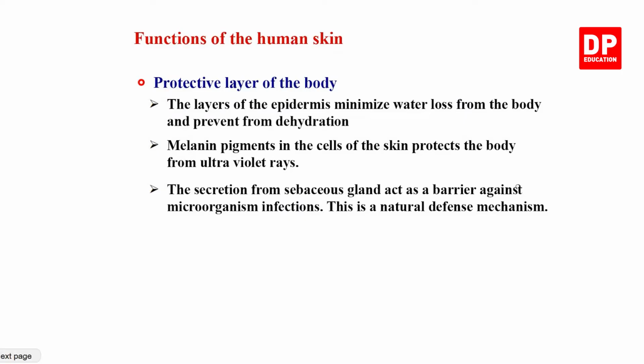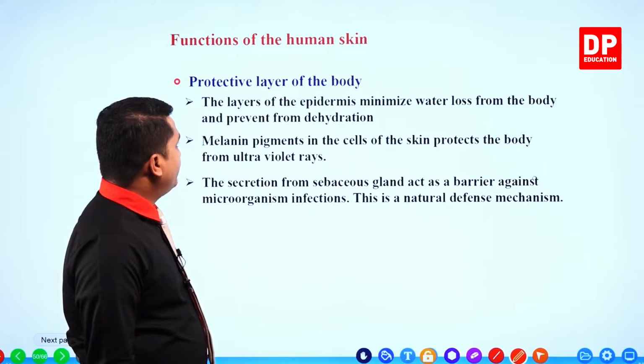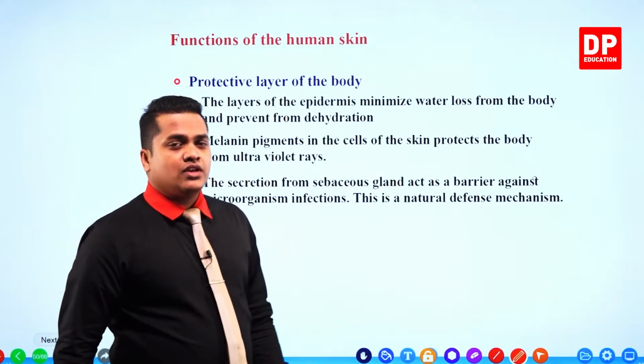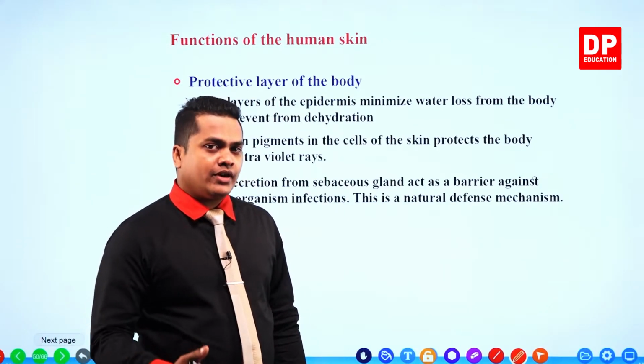So, now we have discussed the two main parts contained within the human skin. And now, my dear children, we are going to discuss the functions carried out by human skin. So, first of all, skin acts as a protective layer of the body. Skin is the outermost layer in our body, so it acts as a protective layer.